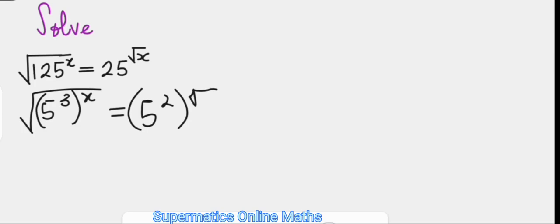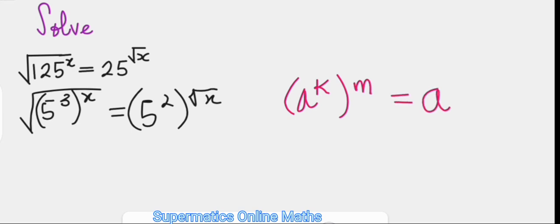Recall that from the law of power of a power, a to the power of k, enclosed in parentheses, now to the power of m, is the same thing as a raised to the power of the product, km. This is called the law of power of a power in the law of exponents and power.